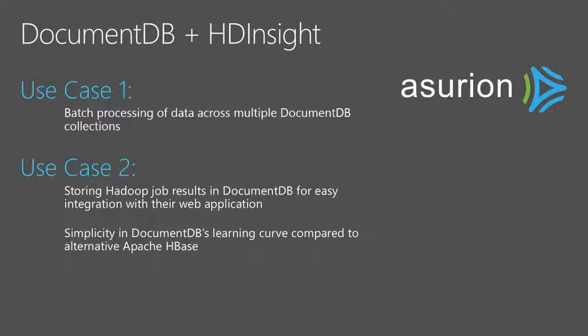So what's their use case? How does this apply to you? How do you get value out of what they're doing? Their use case is they do batch processing of data across multiple DocumentDB collections. So this is the scope. DocumentDB collections is a scope. I've told you before, consider it to be kind of like machines, right? You can use the Hadoop connector to pump in terabytes of data into HDInsight, and you can run complex aggregations on them to extract useful information.